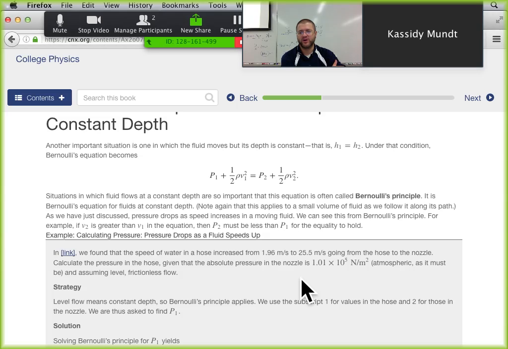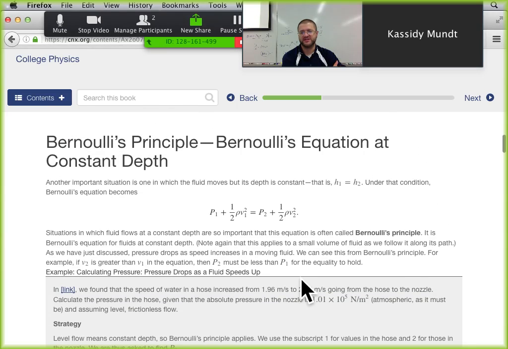Now, what are some of the implications of this? Here is one of the implications. What if your fluid always stays at the same height? So h doesn't change. That means that the rho gh term on each side would be the same, and you could subtract it from both sides of the equation. It would disappear, and this would be your equation: pressure 1 plus 1/2 rho v1 squared equals pressure 2 plus 1/2 rho v2 squared. Now let's play with this equation a little bit.